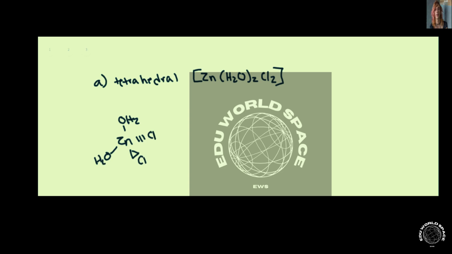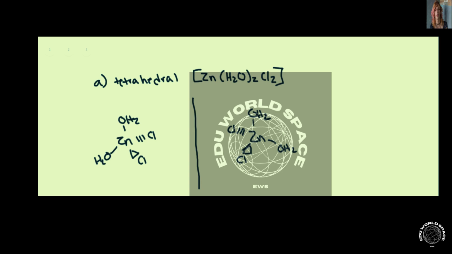chlorine, chlorine. The way that we know if something is chiral is whether or not its mirror image is superimposable or not. And so we'll draw that mirror image. And we have chlorine, chlorine, OH2, OH2.